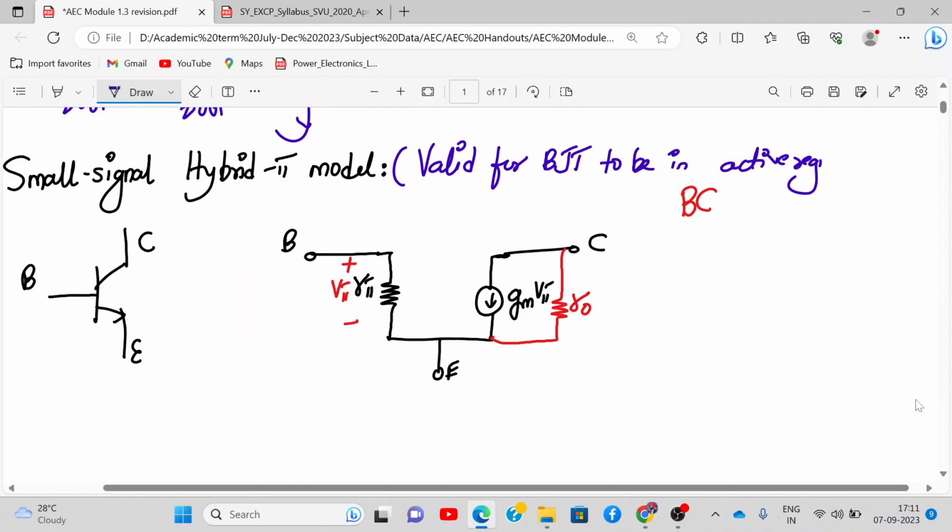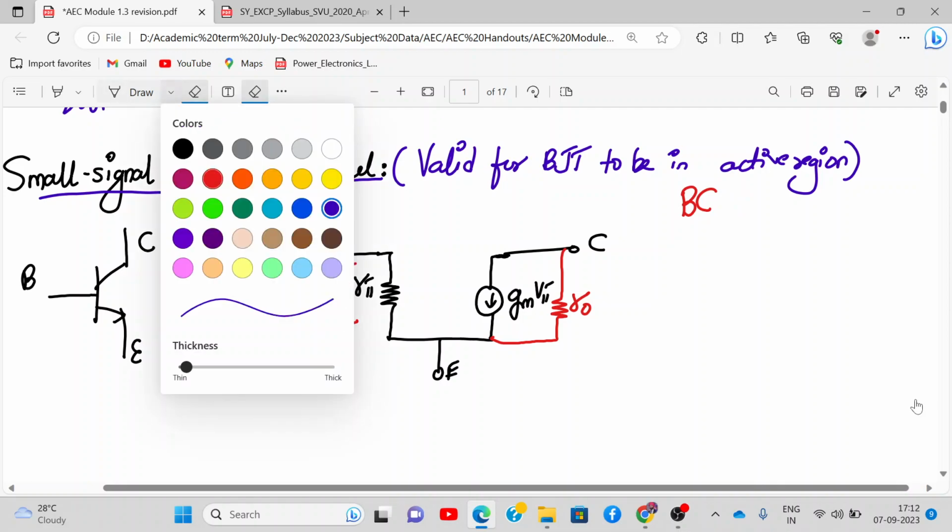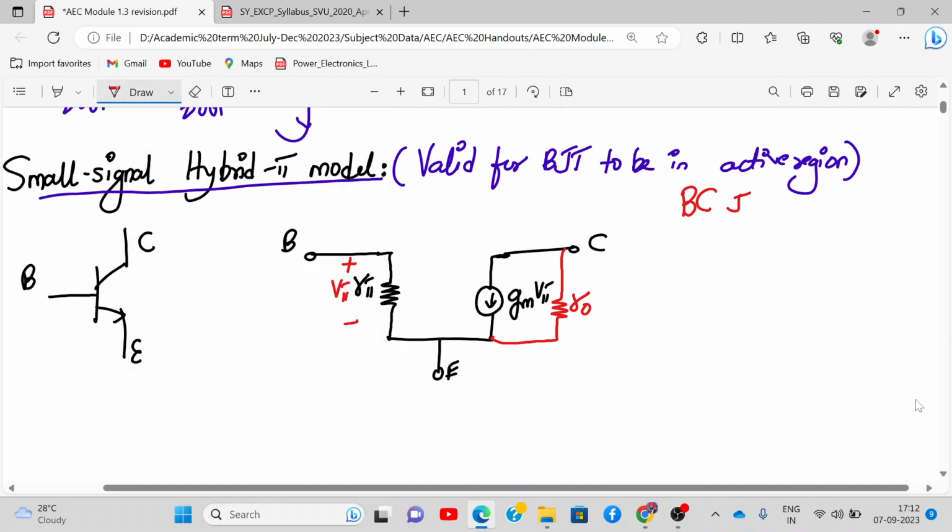Okay, so we assume that the BJT is in the active region for this small signal model analysis. Now, what is the state of the base-collector junction when the BJT is in the active region? It's reverse bias, right? And what is the state of the base-emitter junction? It's forward bias. So this is the answer why base and collector is open circuit, because it is reverse bias.